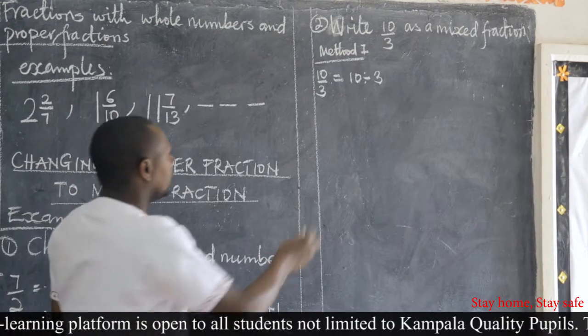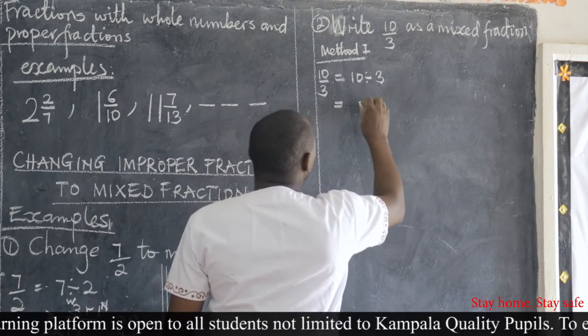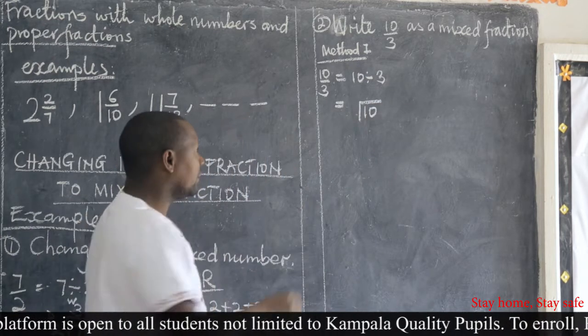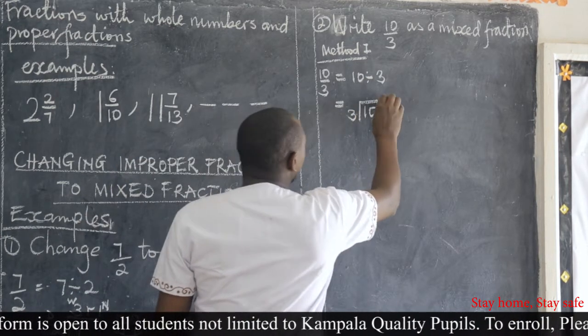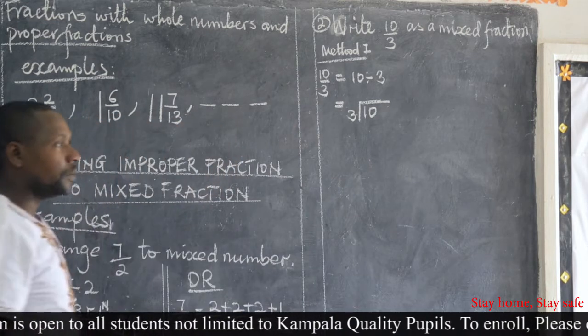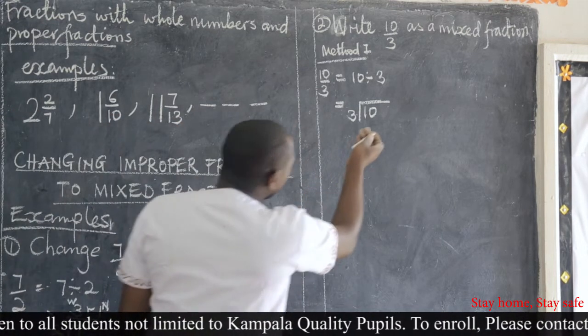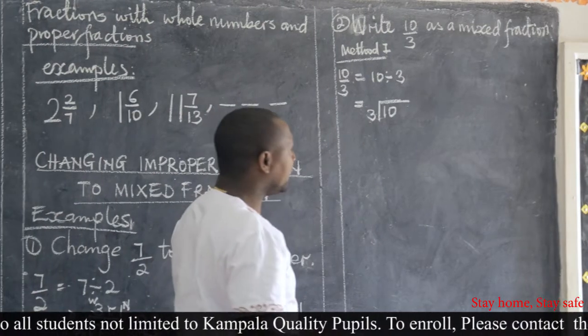3. So here we shall have our 10 as a dividend, okay? Then 3 is our divisor. Then we look for the quotient and the remainder. How many 3's can make 10?